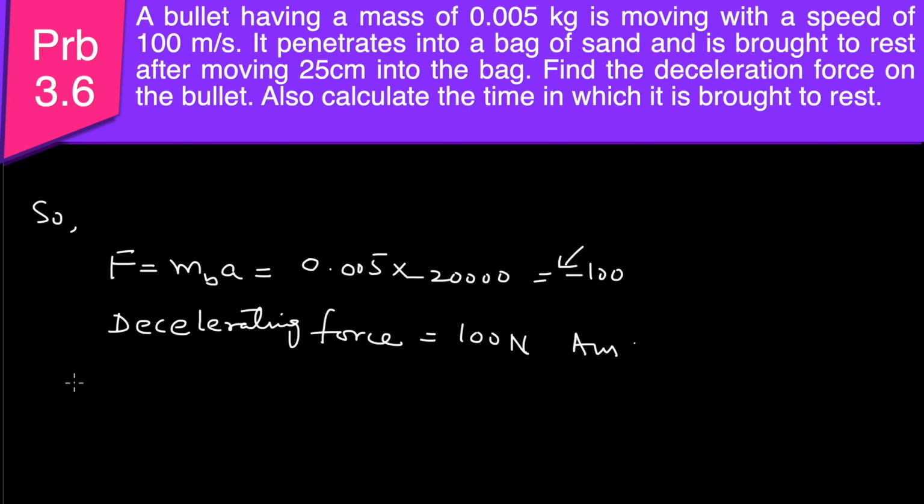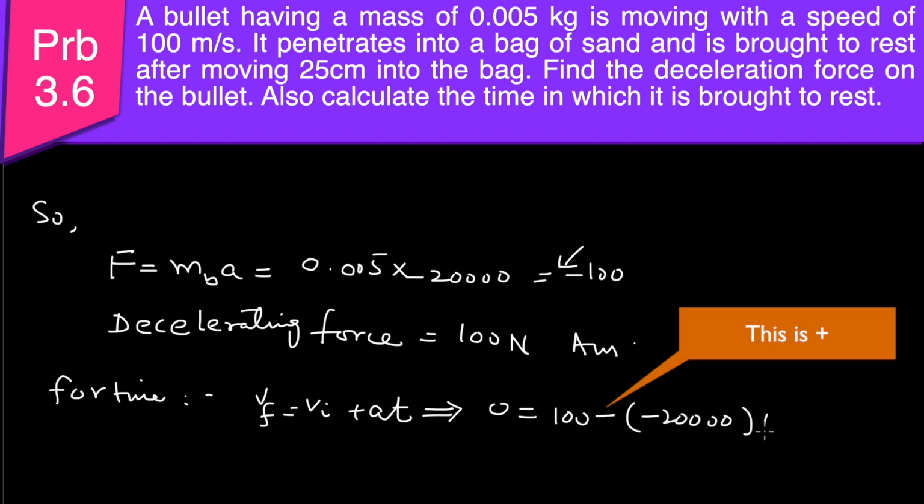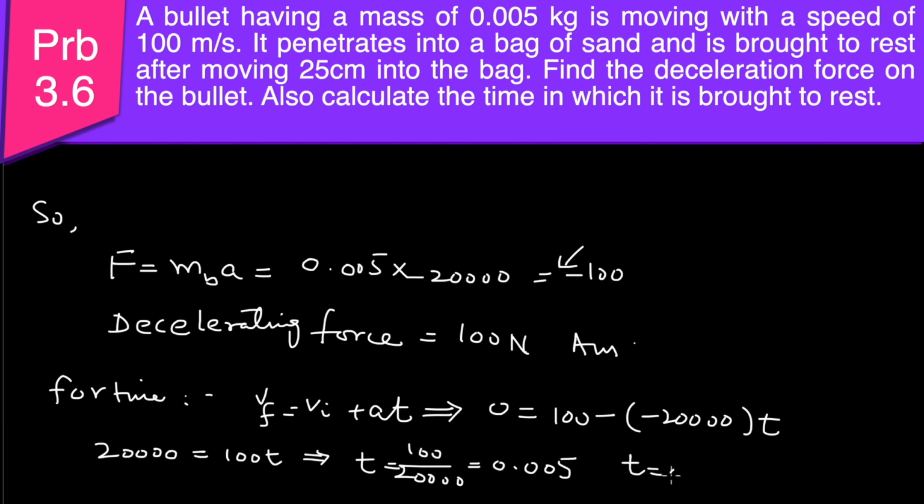Now we will calculate the time. For time we will use this equation, vf equal to vi plus at. Here the final velocity is 0 and initial velocity is 100 and acceleration is minus 20,000, and from this equation we will find 20,000 t is equal to 100 because minus will become plus, and after rearranging we will get t equal to 100 divided by 20,000, which is equal to 0.005. So time is 0.005 second. This is the answer.